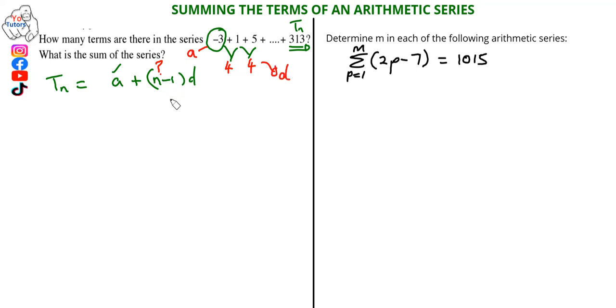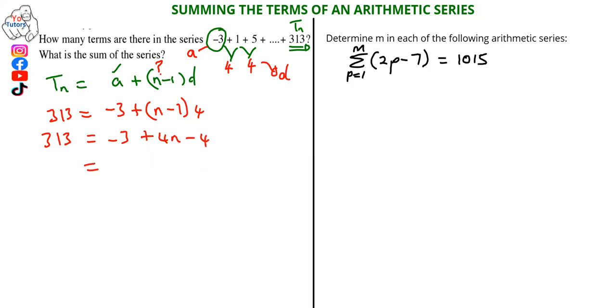Then what is missing now? Tn we have, so we just plug it in here. 313 is equal to our a, which is negative 3, plus (n minus 1) times d, and we are looking for n, guys. Our d is 4. So we have 313 equals negative 3 plus 4n minus 4. Then you can see what you are going to get there.